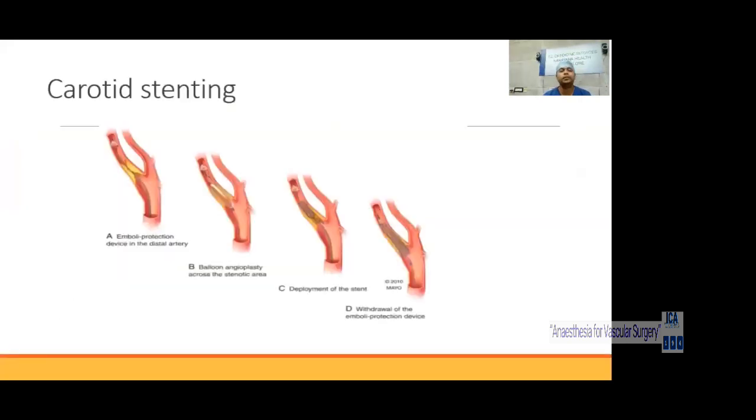Briefly about carotid stenting. Here, femoral access is taken and a guide catheter, which has an embolic protection device, is introduced. It goes to the aorta, to the arch of the aorta. From there, it is maneuvered to the carotids, and the embolic protection device is introduced beyond the stenosis. After that, balloon angioplasty is done. This is the time where there can be severe bradycardia, which may require atropine or glycopyrrolate administration. Once angioplasty is done, the stent is deployed and the guide catheter is withdrawn.